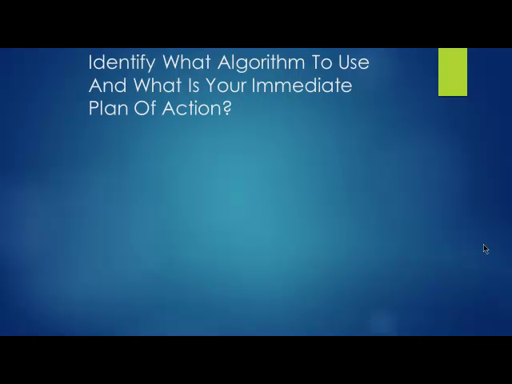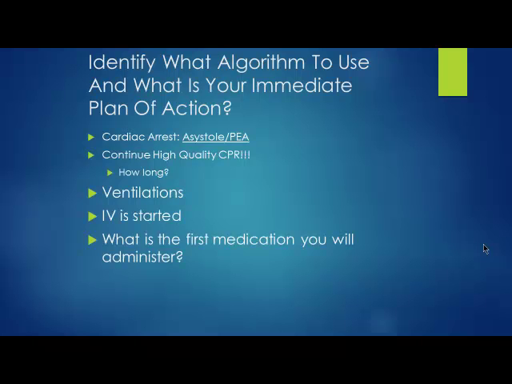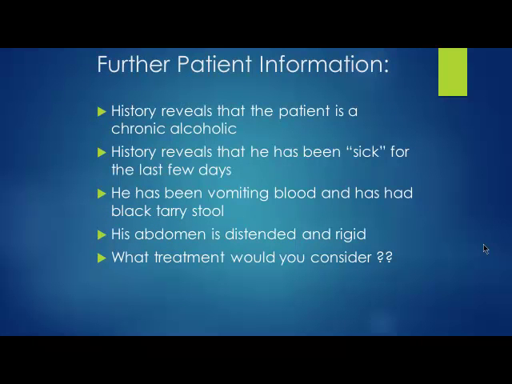All right, the algorithm. So it's going to be the cardiac arrest algorithm, PEA. Most important, keep that CPR pumping. How long? Well, in the grand scheme of things, but I'm talking about with each cycle. All right. Ventilations. It doesn't have to be intubation. IV started. First medication: 1 milligram of epi 1 to 10,000, which would be how many milliliters? 10. All right. Fluids are going.